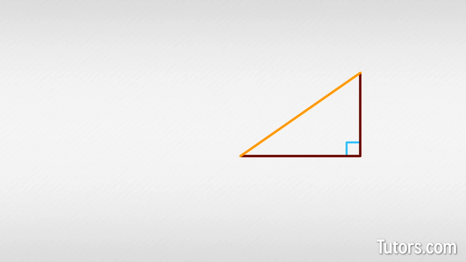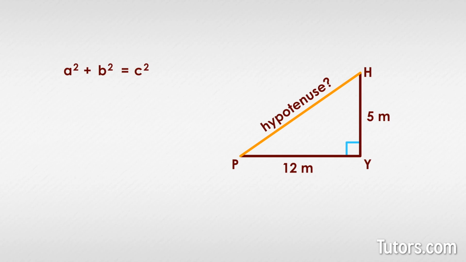If you have a right triangle with sides HYP, with leg HY measuring 5 meters and leg YP measuring 12 meters, how long is the hypotenuse? Let's plug the numbers we know into the Pythagorean theorem. This gives us 5 squared plus 12 squared equals c squared. This simplifies down to 25 plus 144 equals c squared. And we continue to do the math and we get 169 equals c squared.